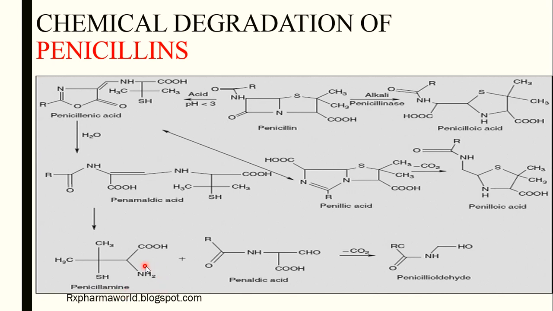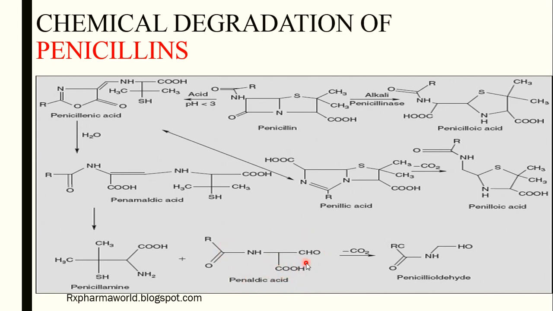In penicillamine, the amine group is the main functional group. In penaldic acid, the carboxylic acid group is the main structure. We'll see these two structures which come from penamaldic acid. Penicillamine contains CH3, CH3, SH, CH, meaning this particular structure is present. The cleavage has taken place at this position, and then penamaldic acid will convert into penicillamine. This particular remaining structure will be converted into penaldic acid. Penaldic acid contains R, C double bond O, NH, CHO, COOH. In this penaldic acid, the carboxylic acid group is the main functional group.